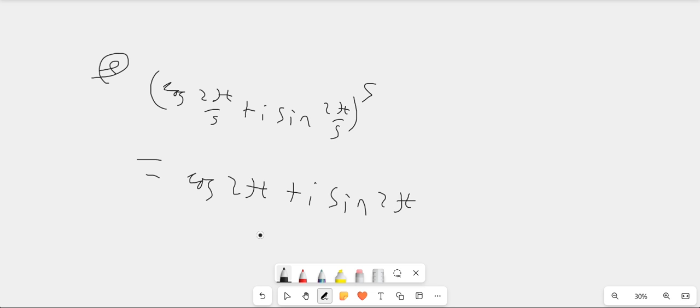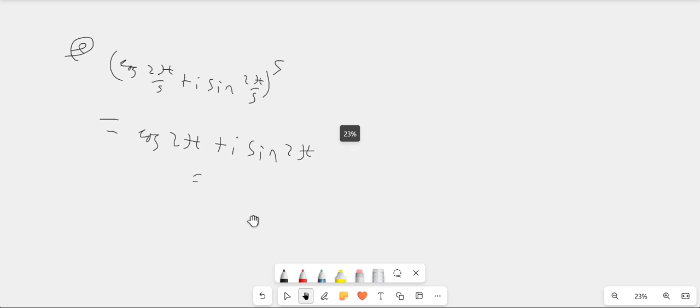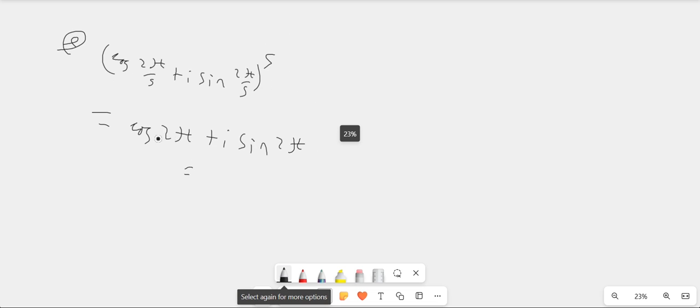If you know about this, then you know about this. Cos 2 pi is just 1 and sine 2 pi is 0, so it cancels out the imaginary term and gives you 1. You see that? If you don't know that, just put it in the calculator. It will give you the same answer.